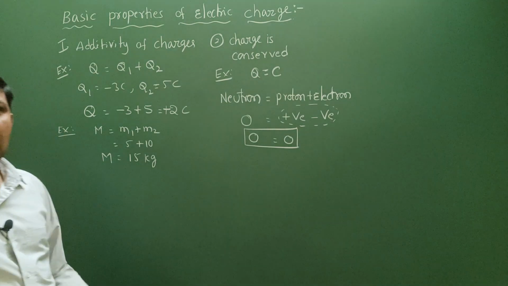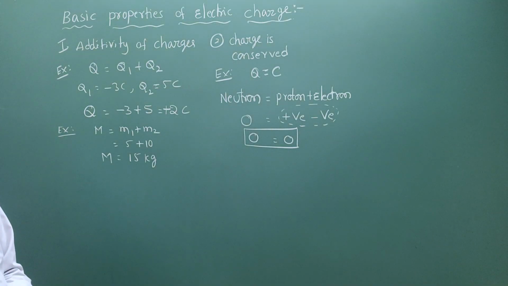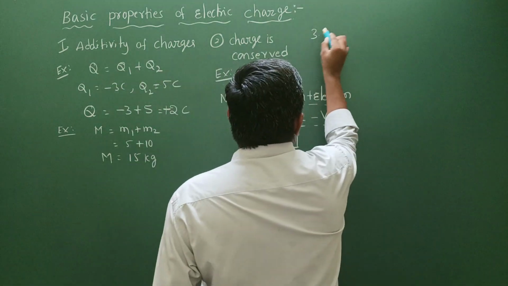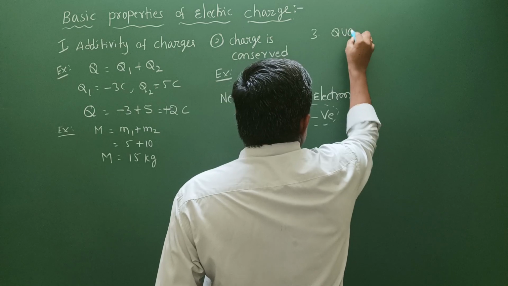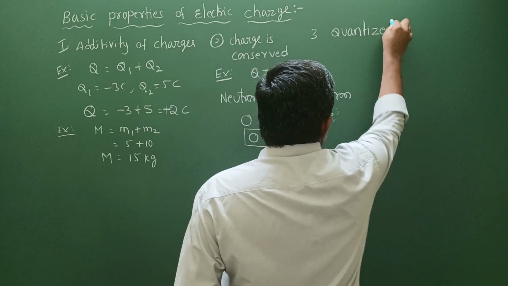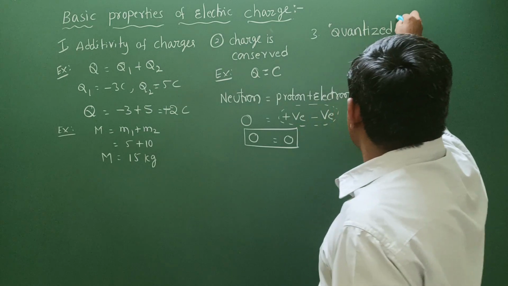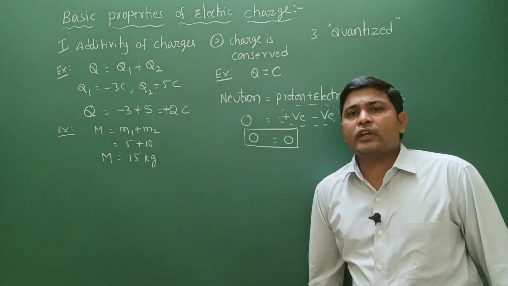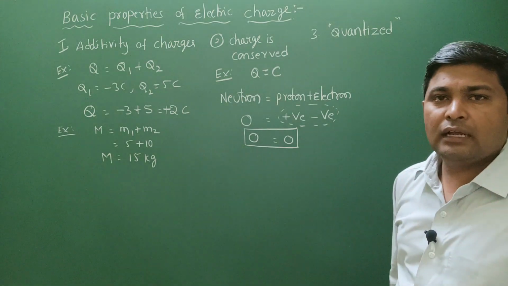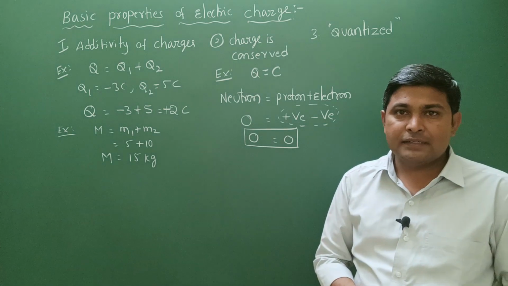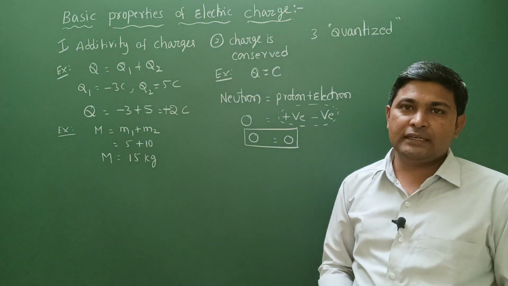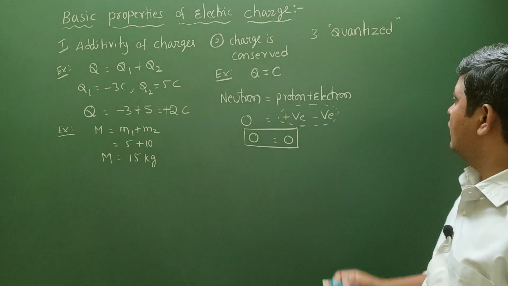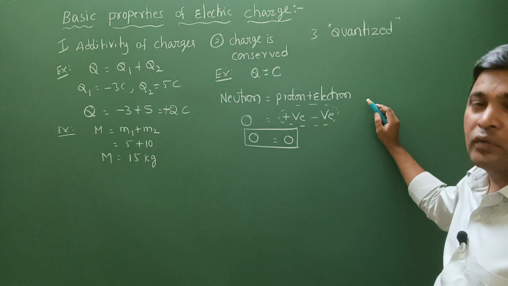And another property is charge is quantized. Charge is quantized. So what is the meaning of quantized? Whenever we are talking about mass, surely we can understand mass has a quantity, right? Then charge is also having quantity. So that is why we are saying charge is quantized. So how can we know that charge is quantized and how can we calculate?